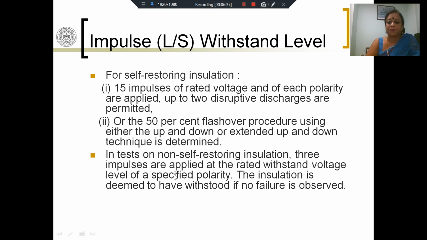Instead, you have 3 impulses. 3 impulses are applied at the rated withstand voltage level of a specified polarity. The insulation is deemed to have withstood if no failure is observed. So in this case, you're subjecting a material to a fewer number of tests, but you're also giving it lesser leeway. The moment one failure happens, it is failed. So these are some differences.